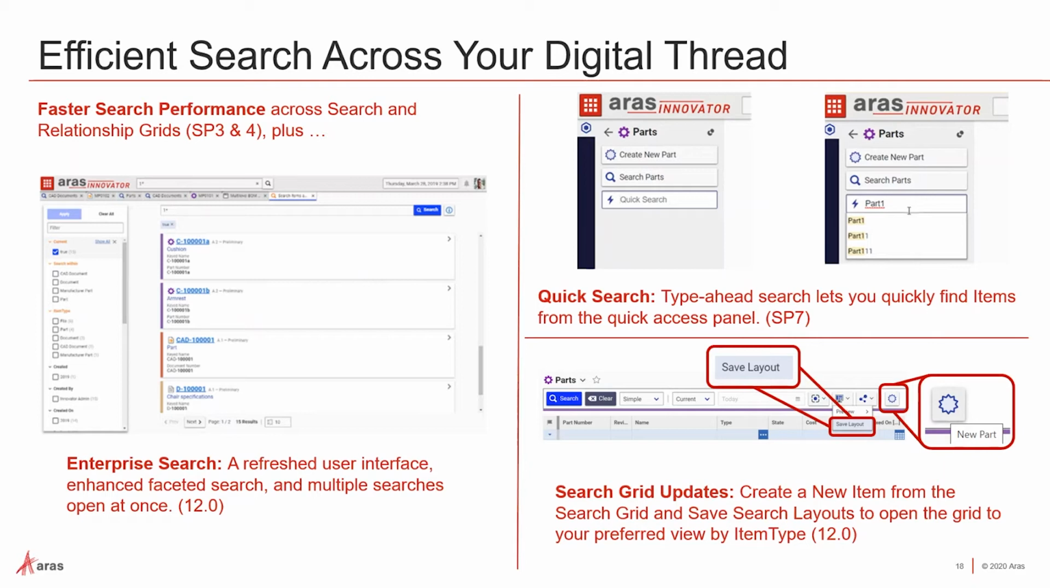We have a new function called Quick Search, which in the navigation panel allows you to just type in a name of a known item and quickly open it without having to first open a complete search grid. Within the search grid, there are new functions like being able to save your current layout, so you can return to the layout of columns that you like to work with, and also the convenience of being able to create a new item directly from the search.